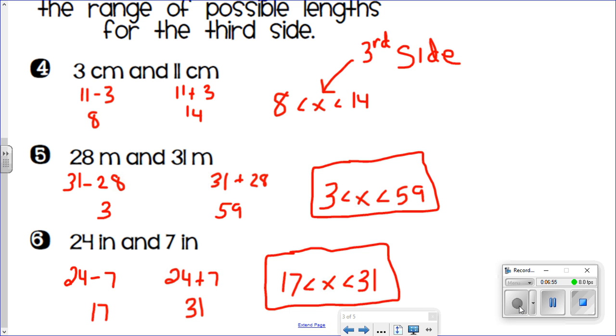So if we subtract the two values and then add the two values, we end up with 17 and 31. So we know that x has to be in between 17 and 31, where it says 17 is less than x is less than 31.